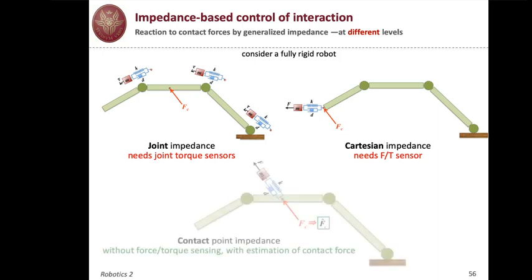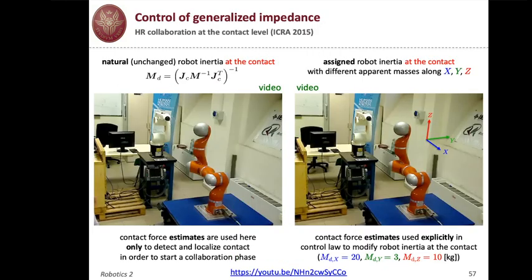In our case, we have the following situation. We can impose an arbitrary inertia at the contact point together with the stiffness and the damper, and this is done exactly at the contact point where we have estimated the force. So with the estimation of the force rather than the true force, we can implement a full impedance scheme. And here are a couple of videos that show this type of situation.